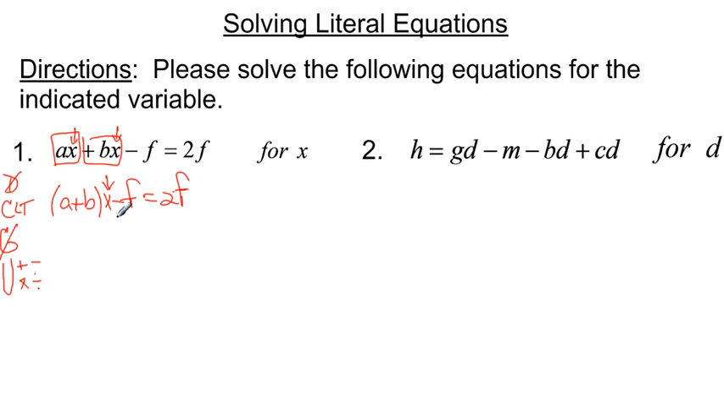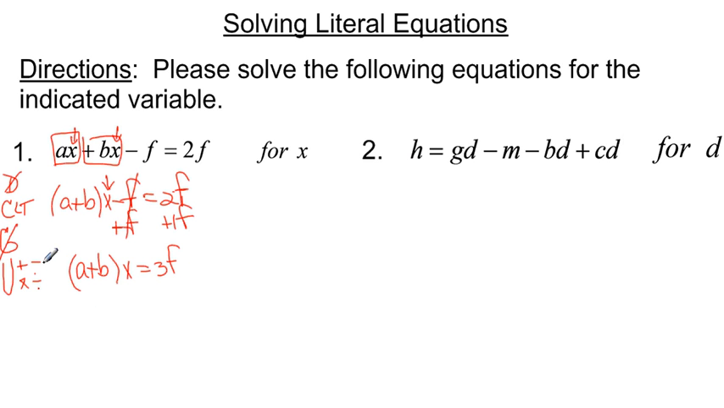Now we're going to look to undo, add and subtract, and multiply and divide using the inverse. We'll have this minus f, so I'm going to add f to both sides. It cancels on the left, bringing down the problem that's unaffected. It's a plus b times x equals 3f. Don't forget you can combine like terms when the letters are the same.